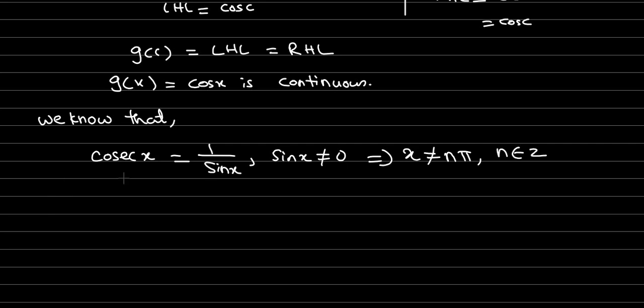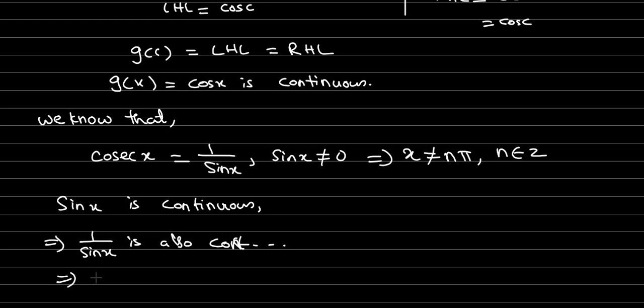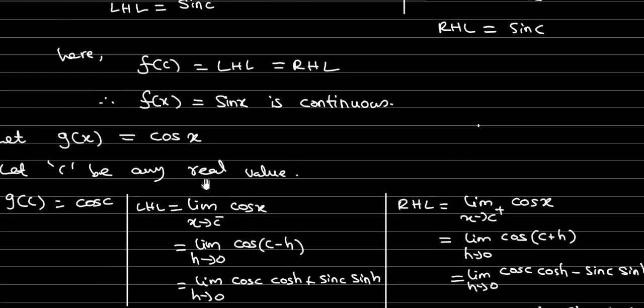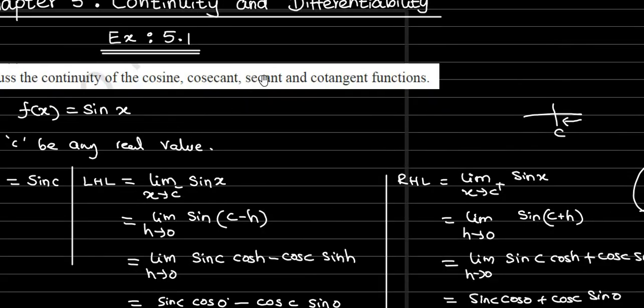Now above we proved that sine is a continuous function, right? Sin x is continuous, and as per the algebraic properties of continuity, anything in the inverse form or quotient form is also continuous. So from this we can say 1 by sin x is also continuous. Then we can say cosecant x is continuous. Now what is the next one after cosecant? It's secant.